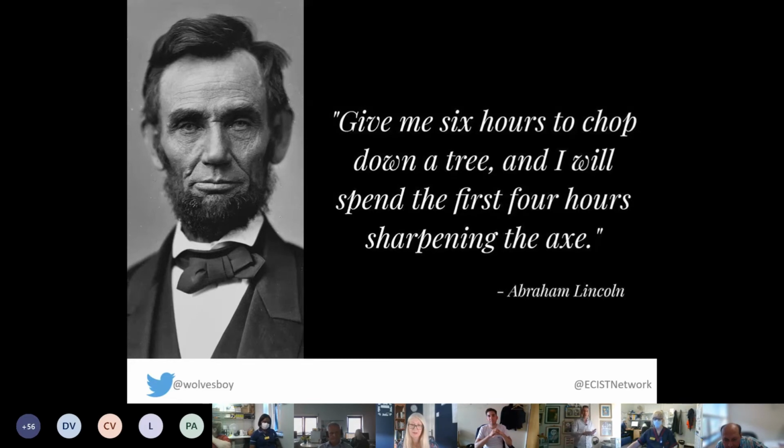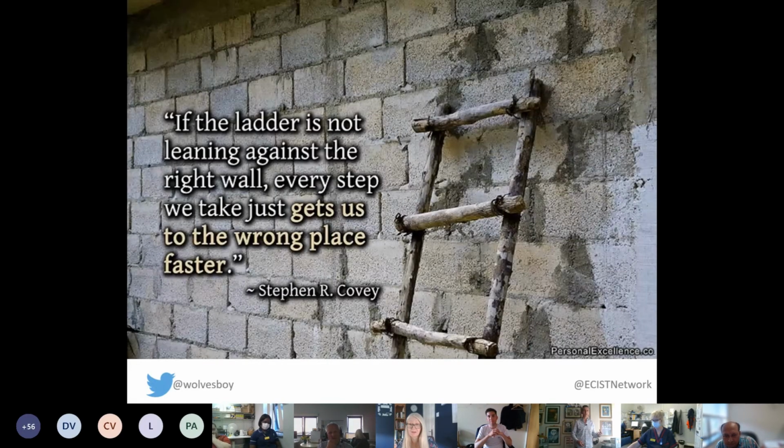And sometimes what we find too often is that we try and build the aeroplane as we're flying it. We launch into the work and then try to improve it as we go. Now, I'm all for testing things out and experimentation, but really understand the direction that you're going in before you start that. Because as this quote from Stephen Covey says, if your ladder's not leaning against the right wall, every step you take just gets us to the wrong place faster. So understand your direction, understand your aim, understand where your improvement journey needs to lead to, and you'll do that by engaging with your teams and developing some improvement ideas through them.